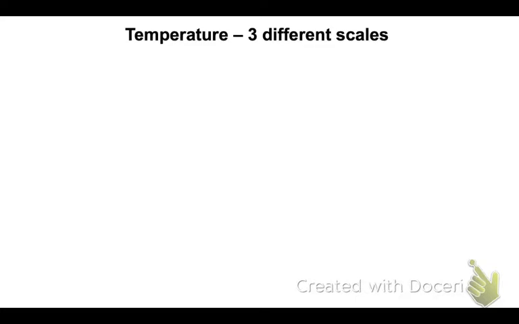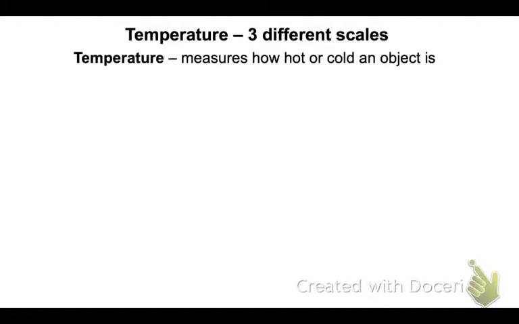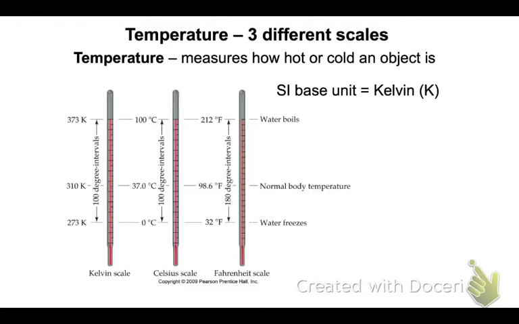When it comes to temperature, there are 3 different scales. Temperature measures how hot or cold an object is. The SI unit, please remember, is Kelvin. It's not degree Celsius, it is Kelvin. So, look at the 3 scales here. We have the Kelvin scale, the Celsius scale, and the Fahrenheit scale.